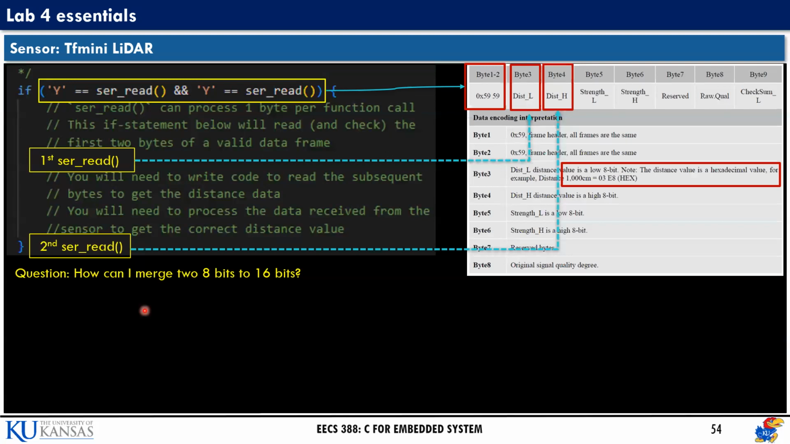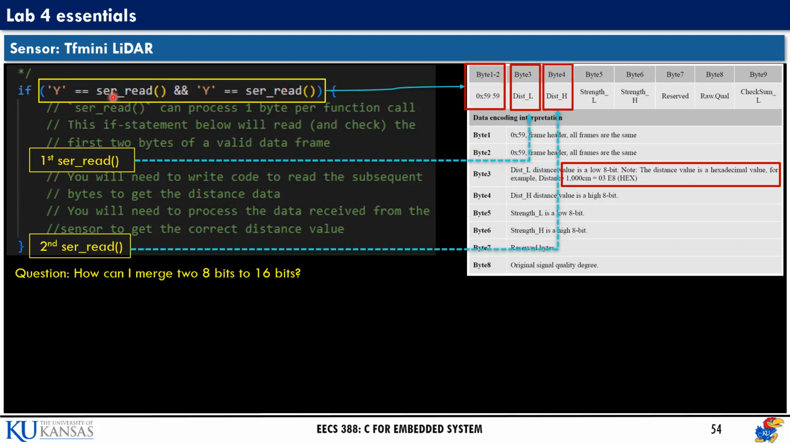So let's go over our code. In your main code, that is the ECS388_TFmini.c file, not the library file, we already wrote the condition for you. So this serial read function, as we already discussed in our previous lab, that is lab 3.